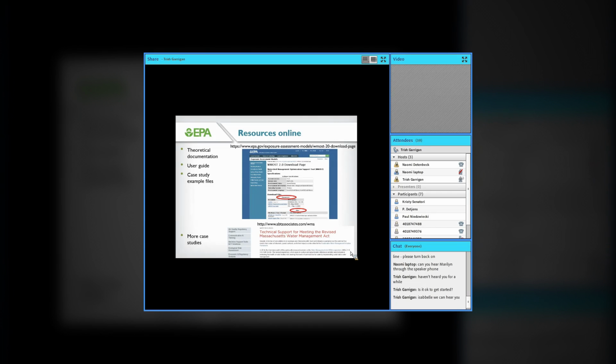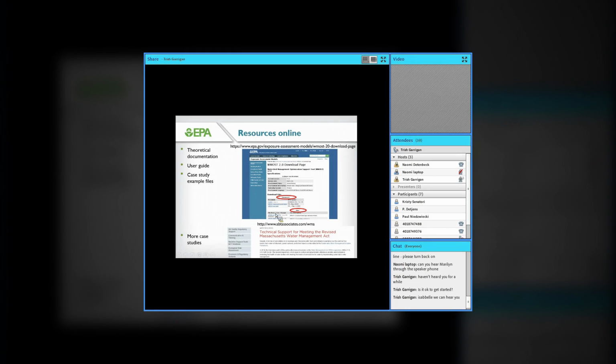So the resources online, there's a WMOST webpage that you see there, and there we have theoretical documentation, including mathematical equations, all the details that you might want. There's a user guide that goes through most of what we'll go through today, plus additional details. And then we have quite a few case study examples. So as you see on the webpage, we have documents, and then we have the case study files.